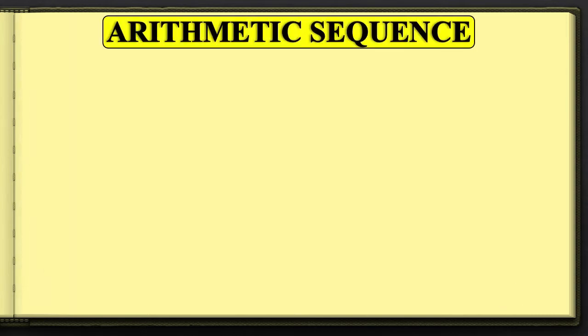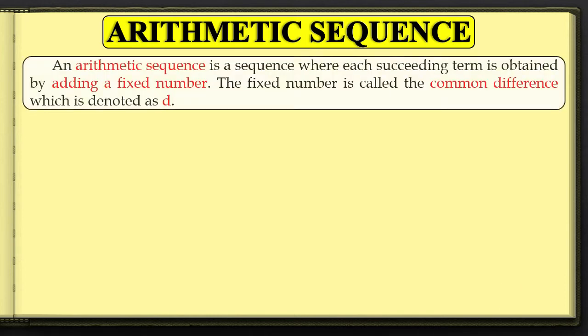May iba't ibang uri ng sequence. Isa sa mga ito ay ang arithmetic sequence. Paano natin malalaman kung ang isang sequence ay arithmetic sequence? By definition, an arithmetic sequence is a sequence where each succeeding term is obtained by adding a fixed number. The fixed number is called the common difference, which is denoted as d.